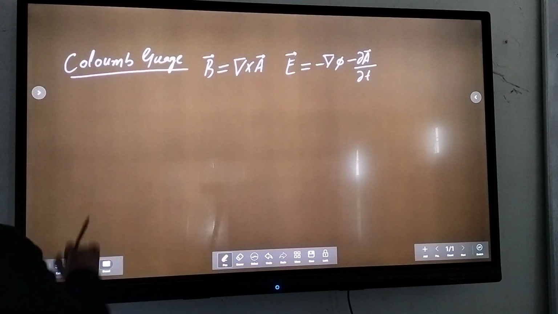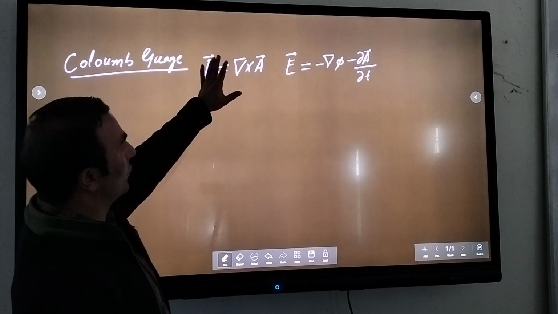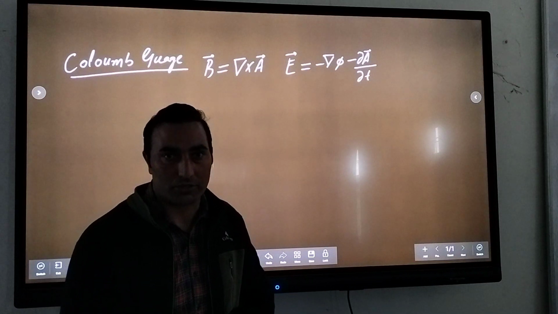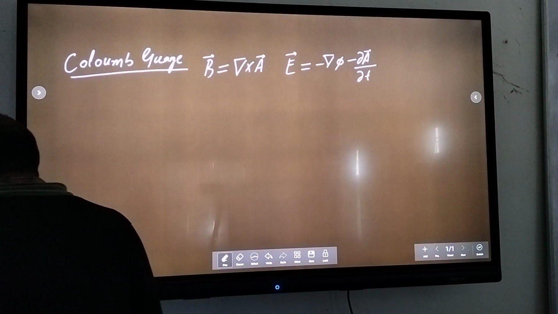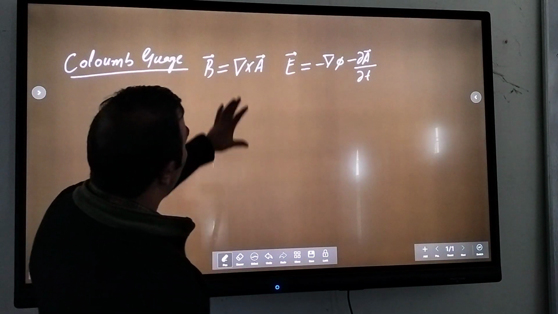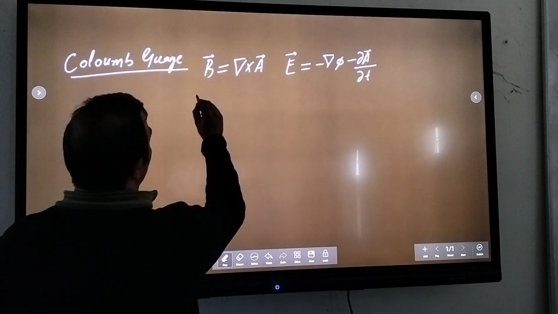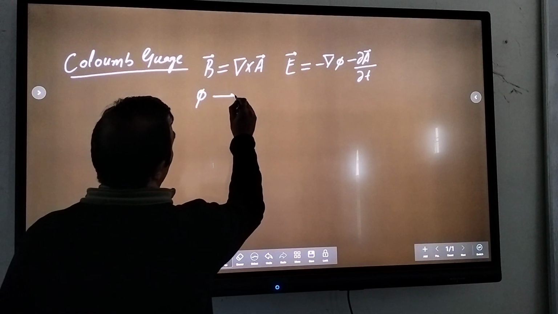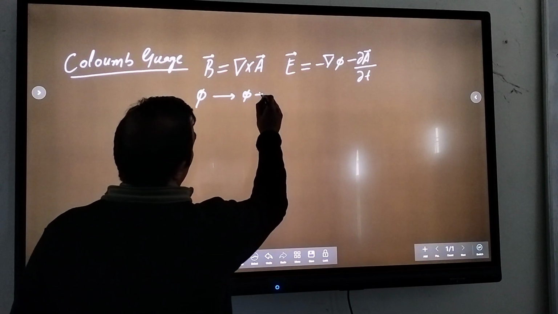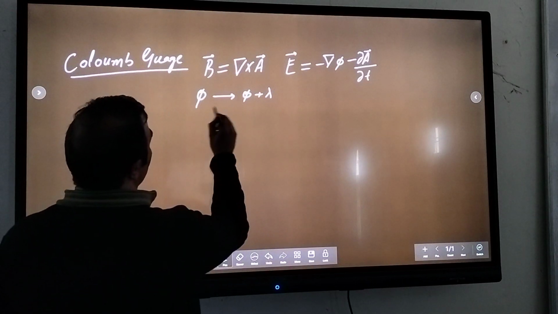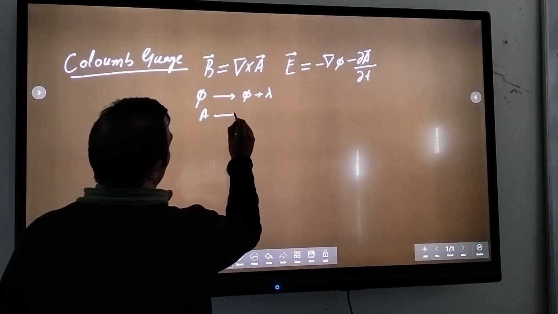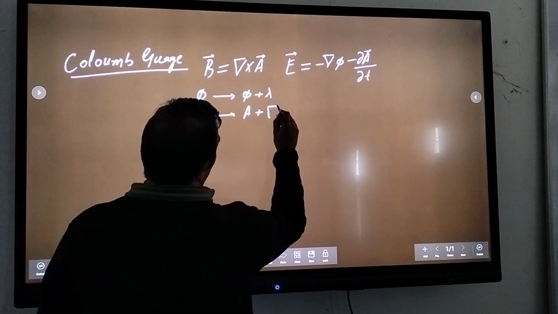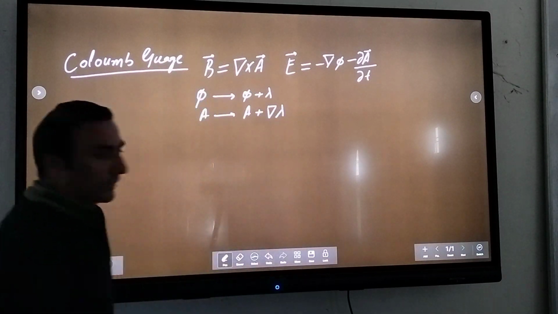So the above equation is a way to write the electric and magnetic field in terms of these potentials, scalar and vector potential, right? Now we can transform. So we can choose some transformation, like if we have phi, so we can transform it to phi plus some scalar quantity. And similarly, A we can transform into A plus some delta, right?